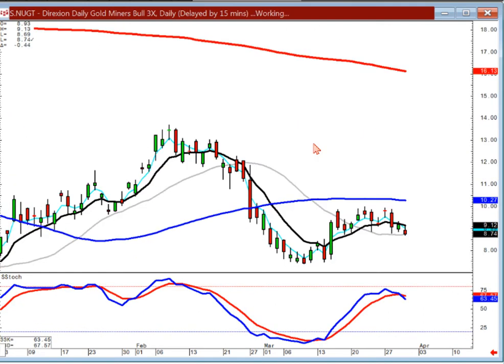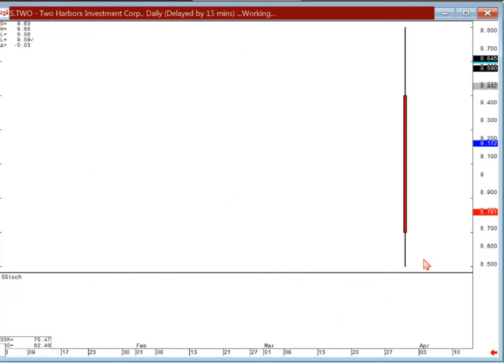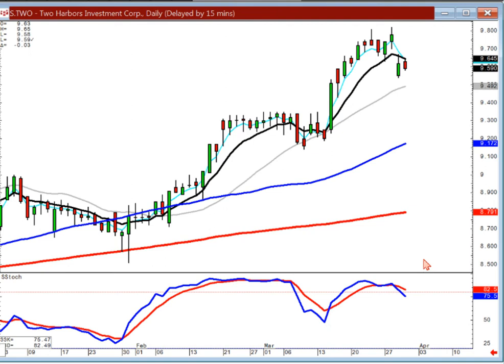And Nugget starting to roll back over. So it looks like it's failing. So look for the next target to be coming down here and testing the lows again. Two Harbors. Don't know what to tell you there. I would probably be out of it with it gapping down yesterday, not getting back up through the T-line.